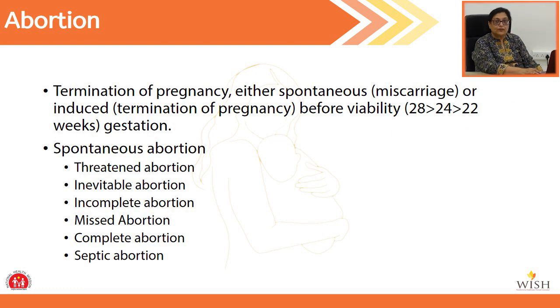Now let us take these one by one. First is abortion. What do you mean by abortion? So termination of pregnancy, either spontaneous, means by itself, or induced, like it is medical termination of pregnancy before 20 weeks of gestation. Abortion could further be classified into threatened, inevitable, incomplete, missed, complete, and septic.